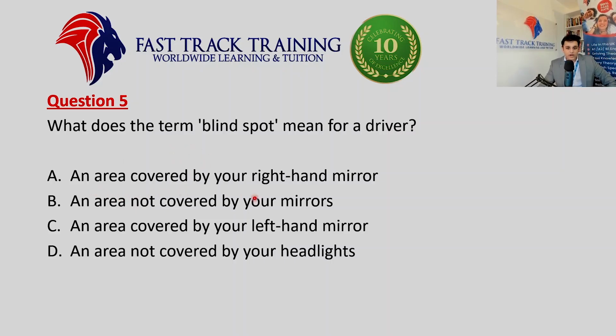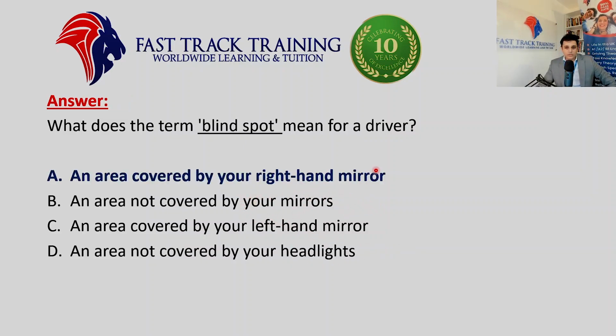What does the term blind spot mean for a driver? An area covered by your right-hand mirror, an area not covered by your mirrors, an area covered by your left-hand mirror, an area not covered by your headlights. So blind spot is an area not covered by your mirrors. Now the trick here is that they're going to say right-hand mirror, left-hand mirror, and headlights. No, it's all of your mirrors.